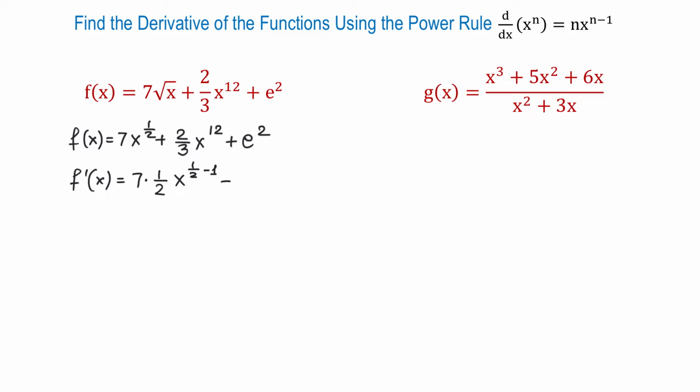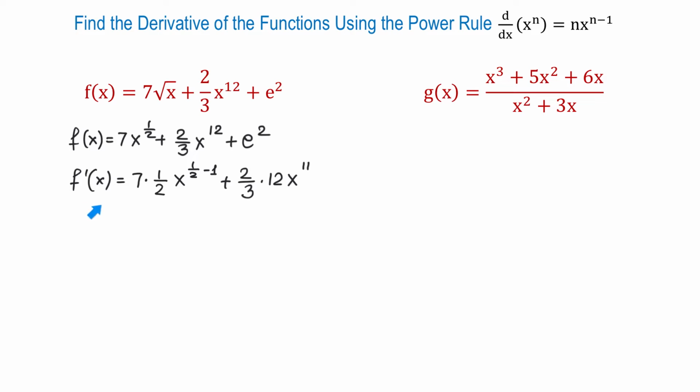Now in the second term, we will bring down 2 over 3, then we will move 12 in front of x, then we will decrease the exponent of x by 1, and we will have x to the power of 11. So you see that in each of these terms, if we have a constant in front of x, we move it down, and then on x raised to an exponent, we apply the power rule. And now the last term is a constant, and the derivative of a constant is 0.